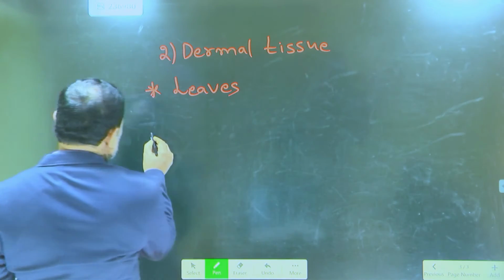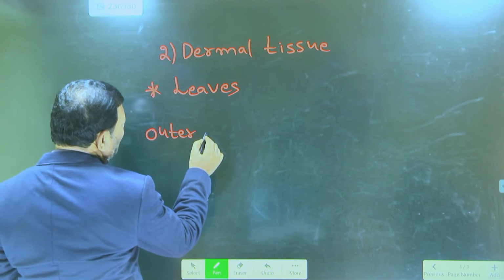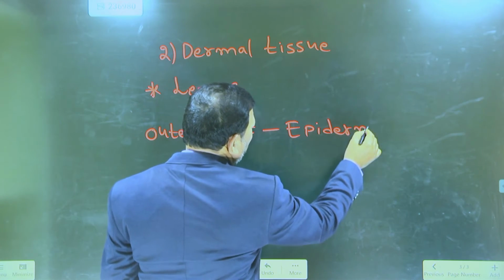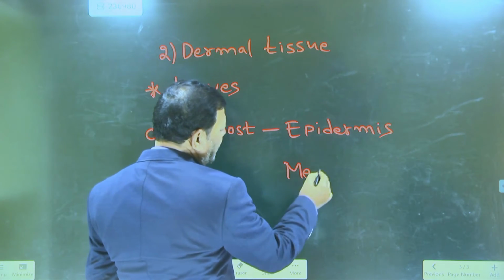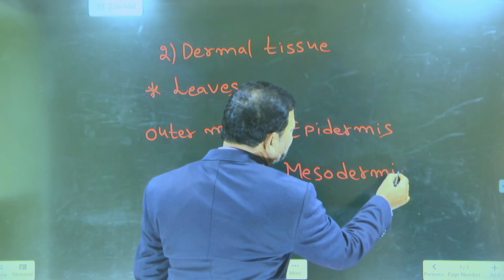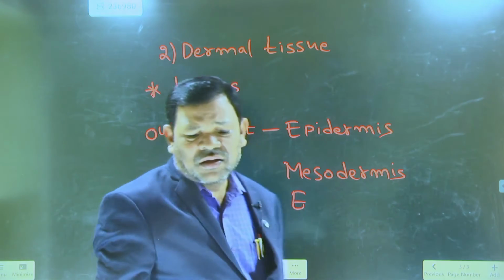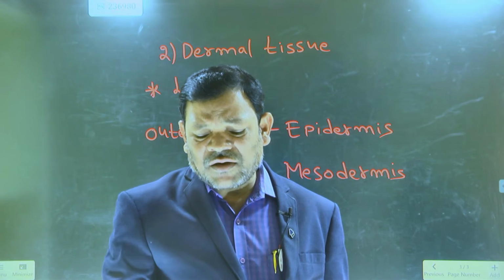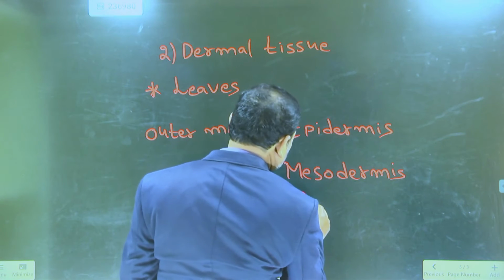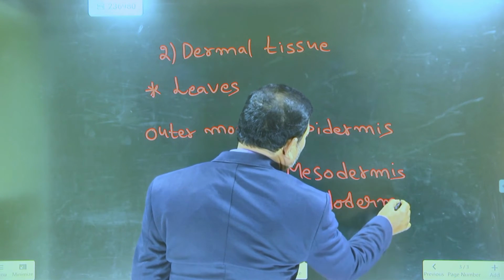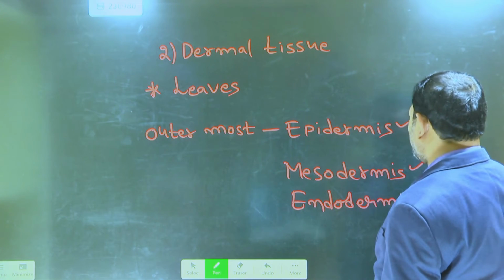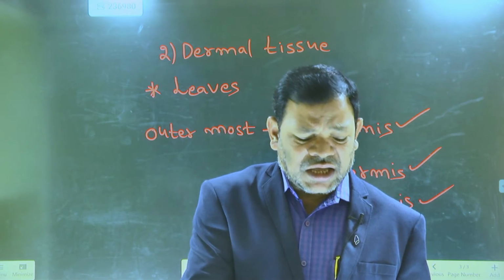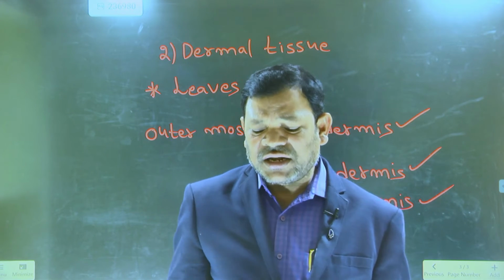What is the outermost layer? The outermost layer is called epidermis. The middle layer is called mesodermis. The inner layer is called endodermis. Epidermis is the outermost, mesodermis is the middle, and the inner layer is endodermis. These are given in our textbook.